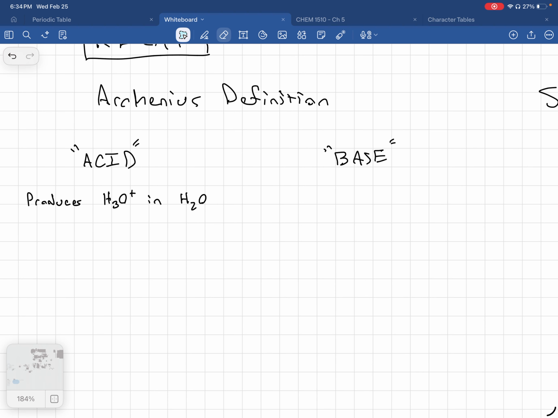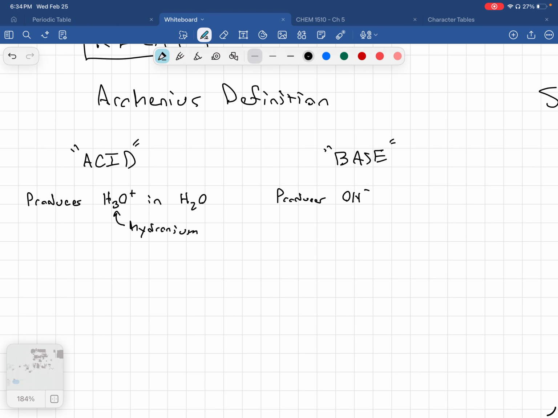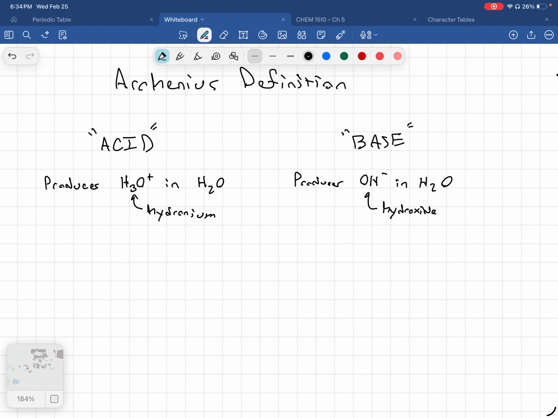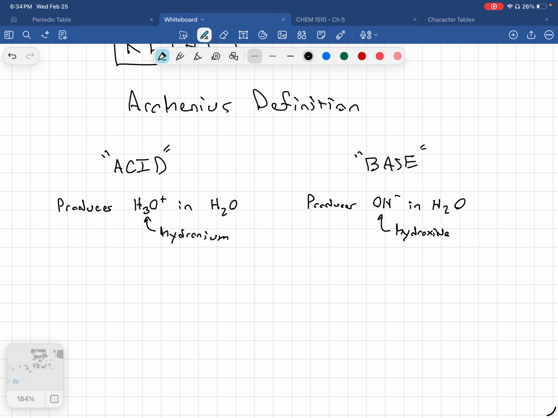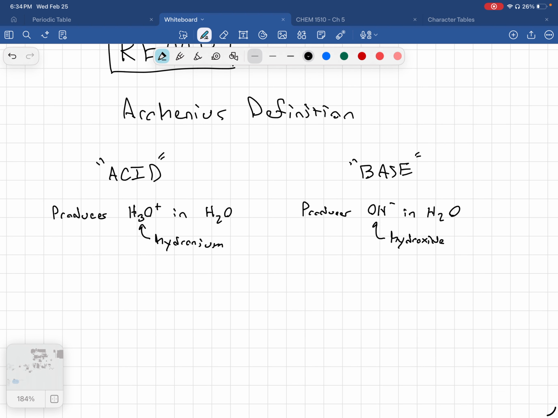An Arrhenius base, therefore, produces hydroxide. So this is hydronium, and this is hydroxide in water. That's our starting definition for what an acid is and what a base is. Acids, when placed in water, generate H3O plus ions, and bases, when placed in water, generate OH minus ions.